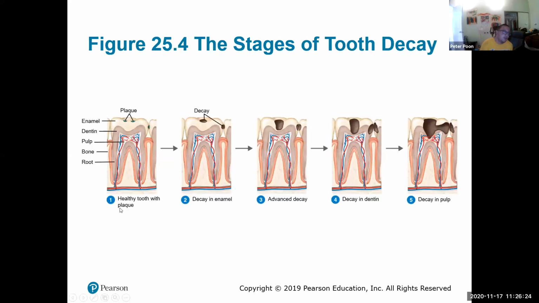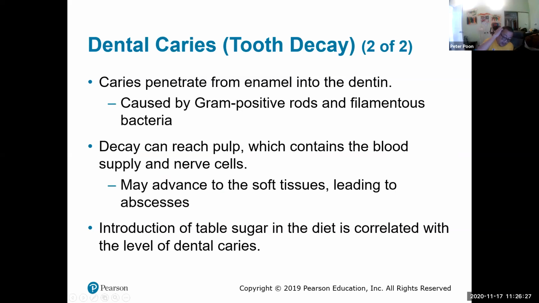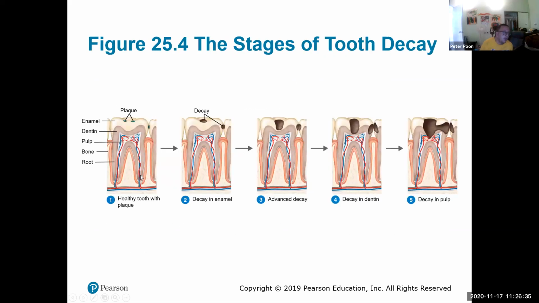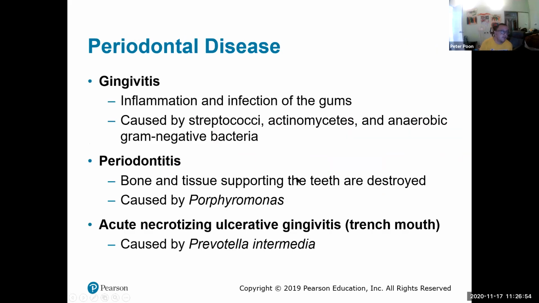Okay, so here again, eating sugar causes tooth decay. Okay, so here you have a healthy tooth, a little bit of plaque, starts to decay, especially in between teeth and stuff like that. That's why flossing prevents decay. You decay through the enamel into the dentin, and then decay in the pulp. It's what causes pain and stuff like that.